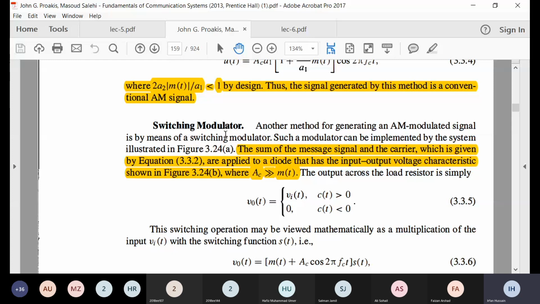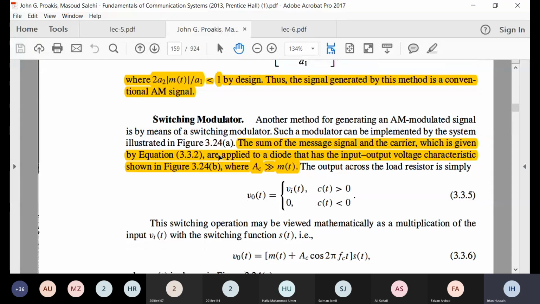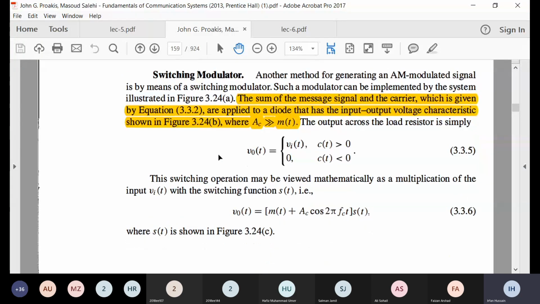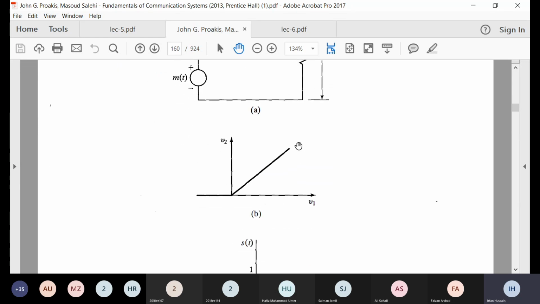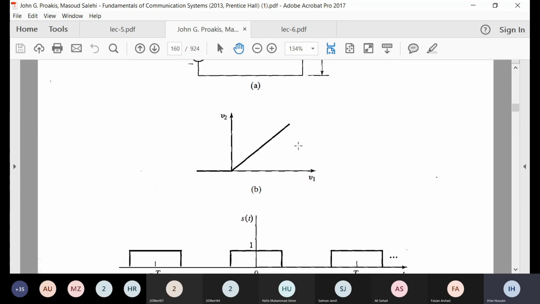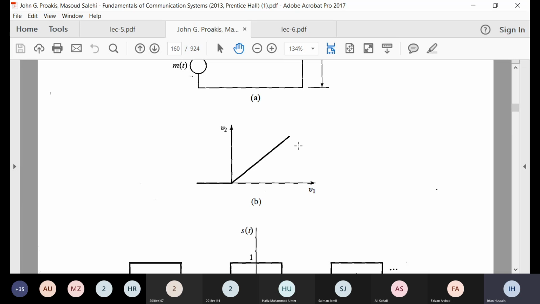Next example is of a switching modulator. You can also generate an AM signal with the help of a switching modulator, and the system is shown in figure 3.24. The sum passes through a nonlinear device, and the output is taken from the load resistor. This is the characteristics of the circuit.